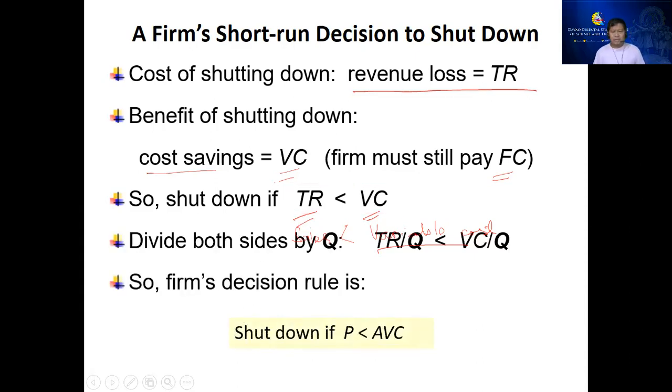For example, yung kanang sa babaw, i-divide na siya sa quantity, total quantity, TR divided by Q, less than variable cost divided by Q. So the first decision rule is shut down if the price is less than average variable cost. This is average variable cost, no? So kung imong price is less than average variable cost, so you have to shut down, no? Kay mas mahal pa hinuon ang gasto kaysa imong presyo.